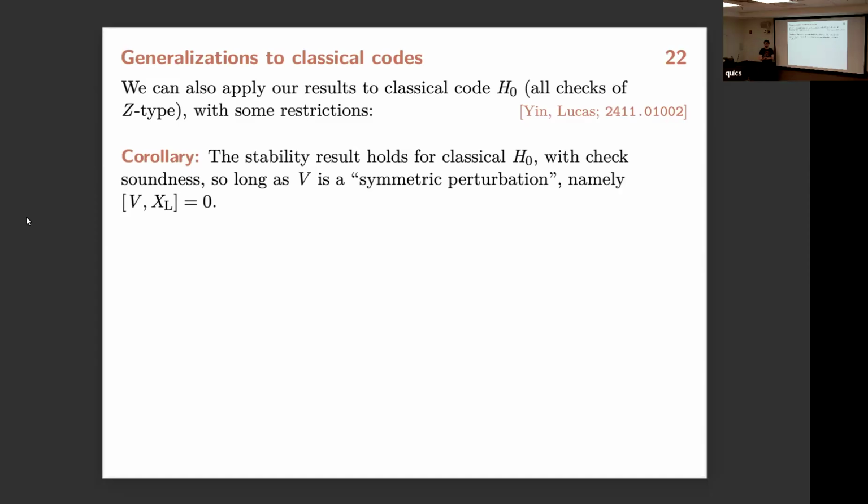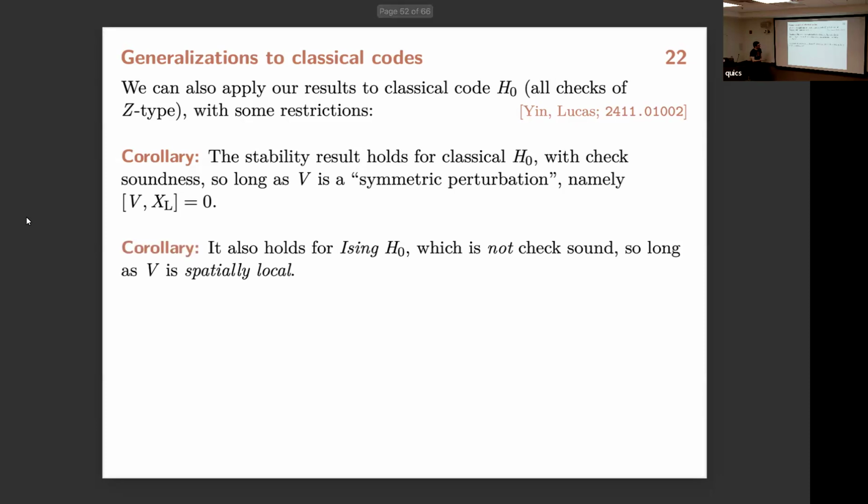For example, the repetition code is not check-sound because if I multiply a long string of Z_i Z_{i+1}, I get Z_i Z_{i+k}, which is still two-body, but it was a product of many checks. So it's not check-sound. But if you demand that the perturbation is spatially local, then our theorem also proves something which was already known, namely the stability of the Ising model to local perturbations that are symmetric.